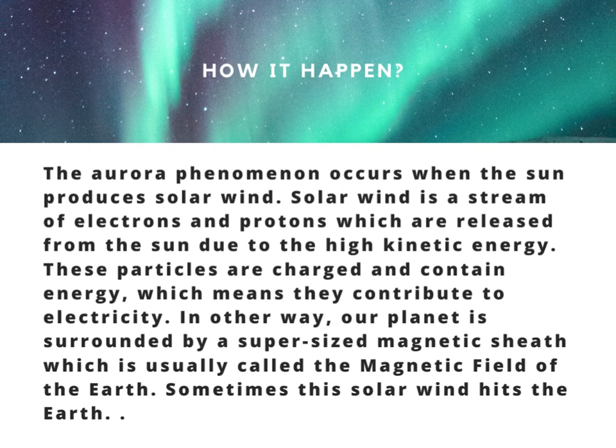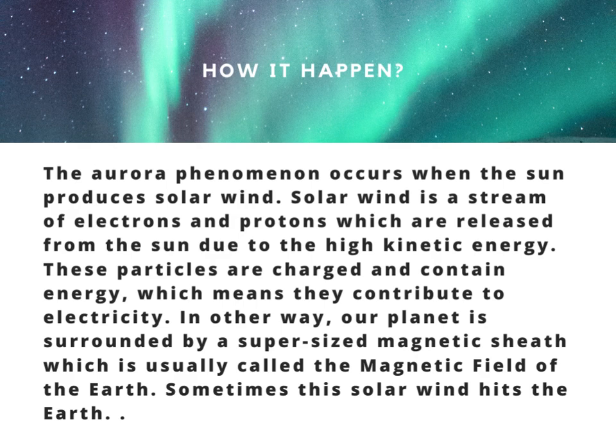The aurora phenomenon occurs when the sun produces solar wind. Solar wind is a stream of electrons and protons which are released from the sun due to the high kinetic energy. These particles are charged and contain energy, which means they contribute to electricity. On the other hand, our planet is surrounded by a supersized magnetic field, which is usually called the magnetic field of the Earth. But sometimes the solar wind hits the Earth.